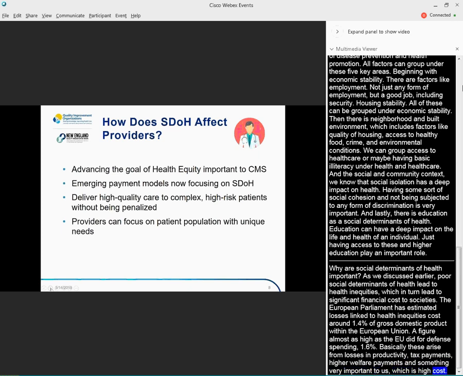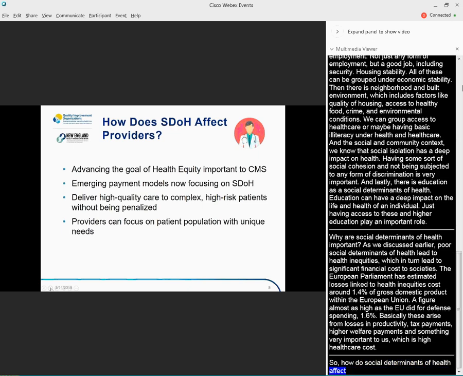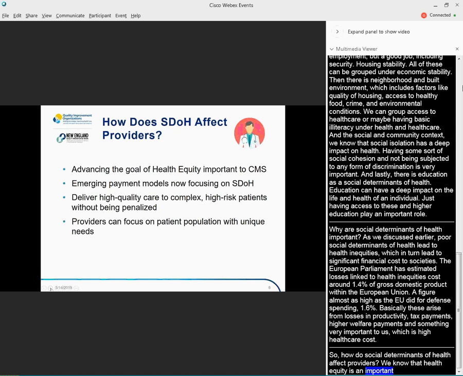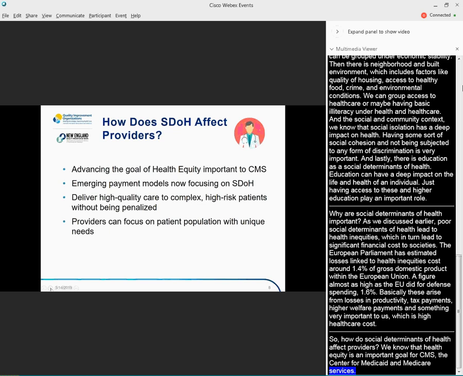So how do social determinants of health affect providers? We know that health equity is an important goal for CMS, that is Center for Medicare and Medicaid Services. They have been increasing efforts from CMS's end to understand and increase awareness of disparities among various populations and various regions.